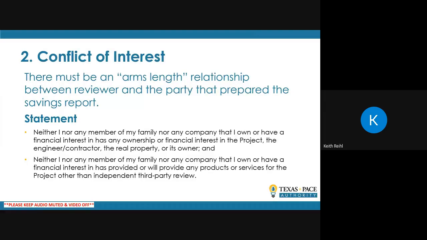Again, the statement is right below. No financial interest, no ownership in the project, things like that. And your family and your company don't have any financial interest either. It wants to make sure that it's an independent third-party review. Next.